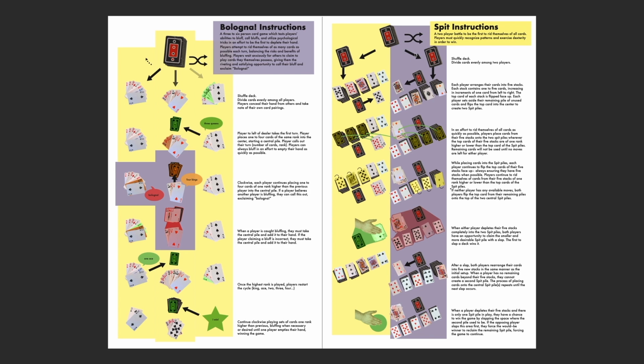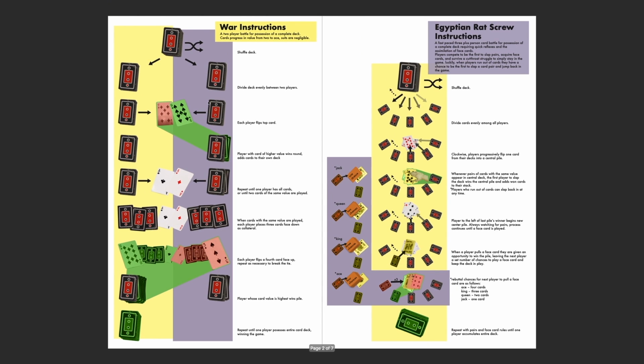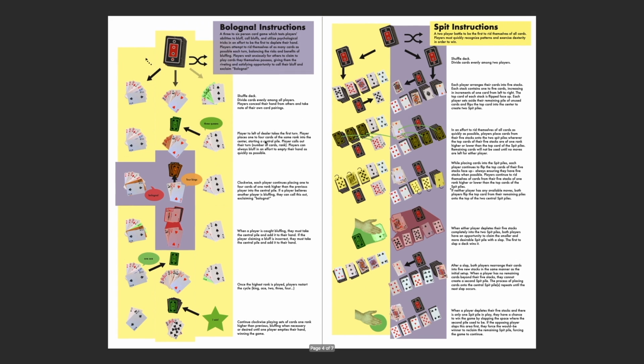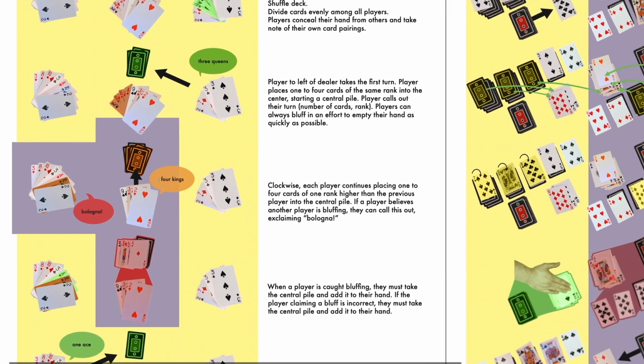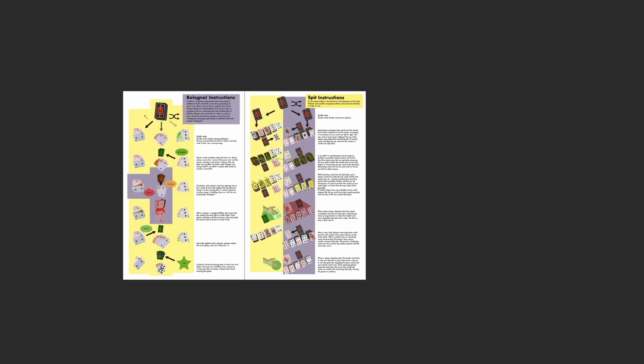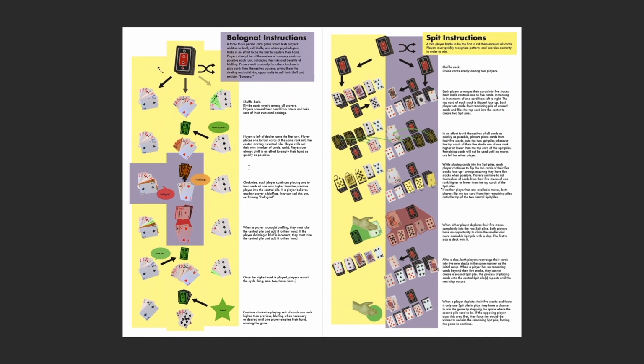In Egyptian Rat Screw, the purple form is used to accentuate a point in gameplay where several different scenarios are possible. This purple section serves to provide a hypothetical list of options during live gameplay. In Bologna, the purple section is utilized to accentuate a critical moment where players can drastically alter the outcome of the game. In Egyptian Rat Screw and Bologna, the yellow forms serve the primary purpose of taking the user through gameplay in the correct order from top to bottom.